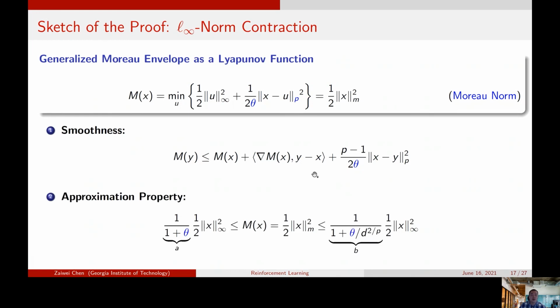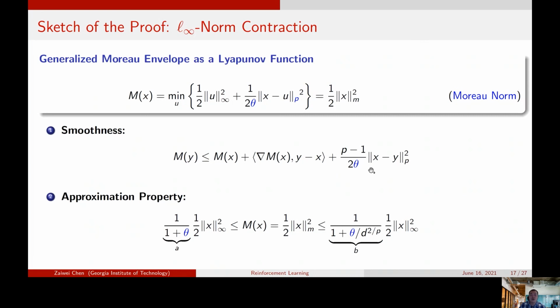The second property is the approximation property. We see that the Moreau envelope can be bounded above and below by some constants, in this case a and b, times 1/2 sup norm square. So this parameter theta appears in both the smoothness property and the approximation property. In fact, this theta trades off the smoothness and approximation.